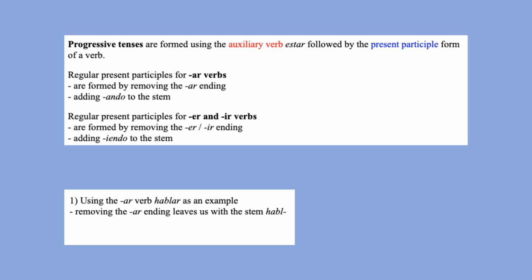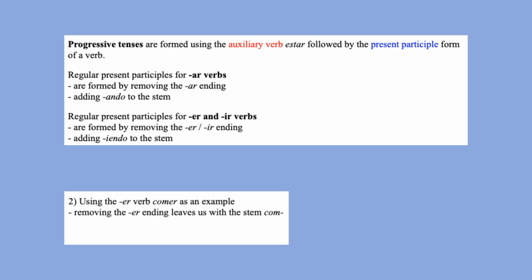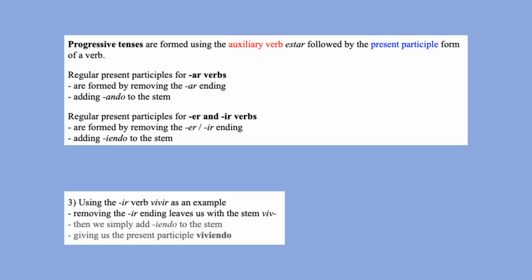So for the verb hablar, we remove the ending to give us the stem habl, and to this we add ando, giving us the present participle hablando. For the verb comer, we remove the infinitive ending, giving us the stem com. We then add yendo to the stem, giving us the present participle comiendo. For vivir, we remove the infinitive ending, giving us the stem viv. We then add yendo to the stem, giving us the present participle viviendo.